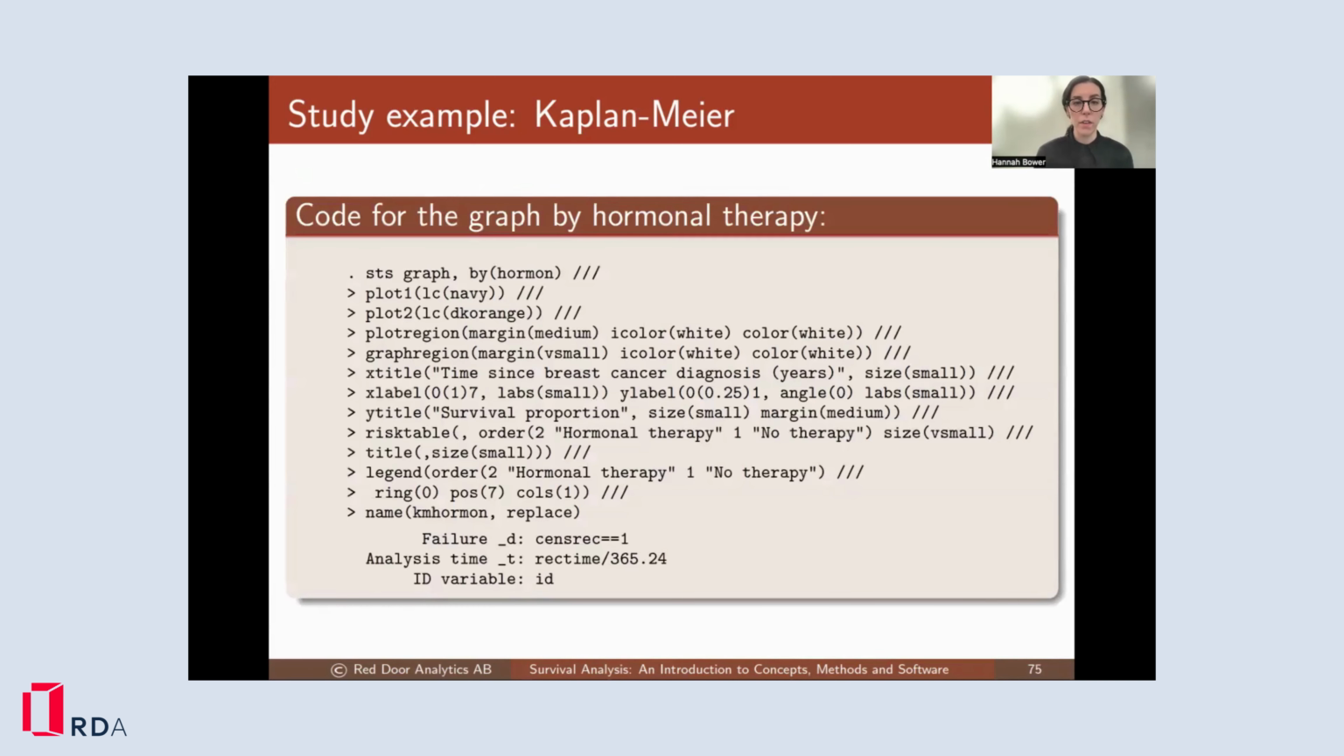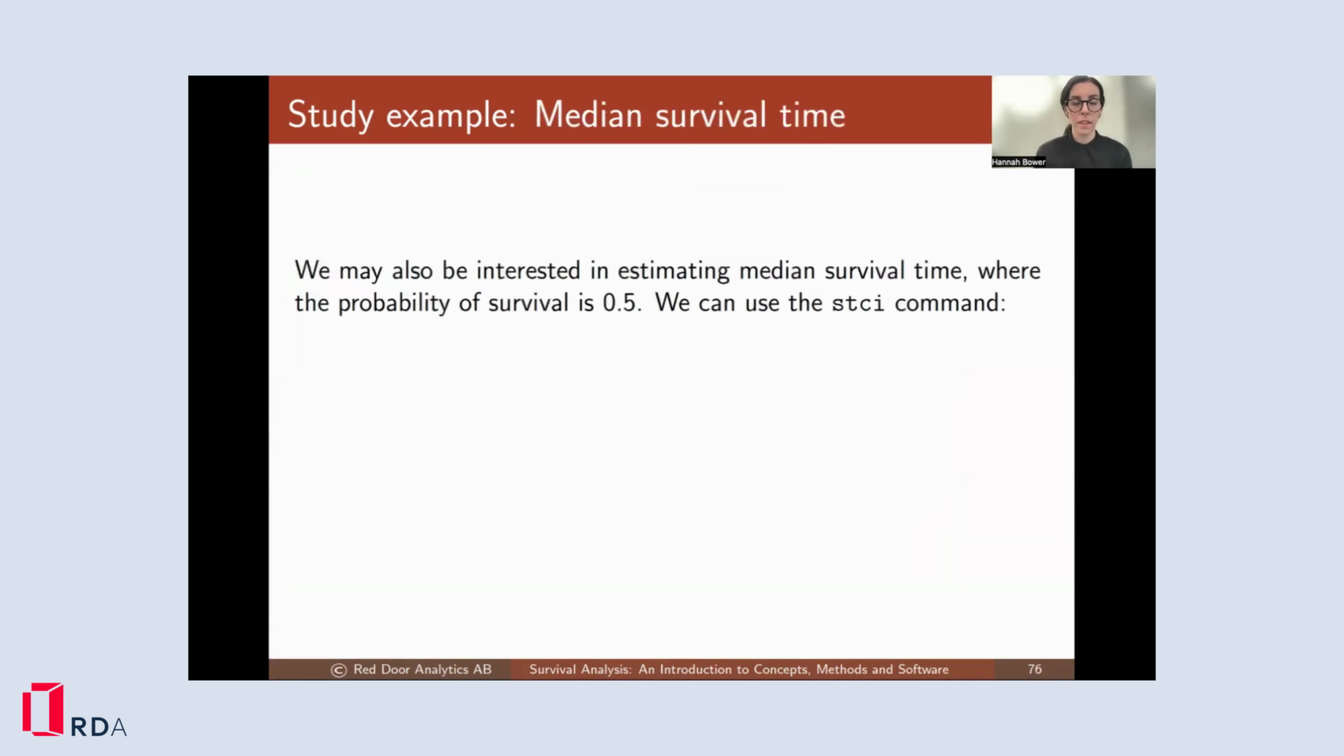And here again is the code for the hormonal therapy graph. The main part of the code is this first line here, where we have sts graph, by(hormon), and then we have lots of other options that you do not necessarily need. One other thing that's commonly presented is the median survival time.